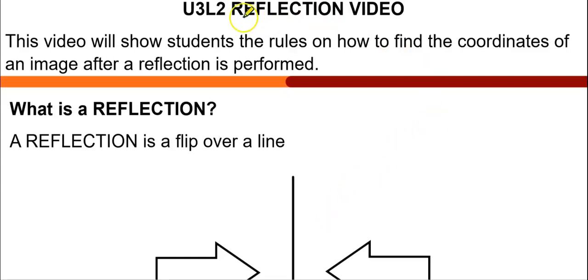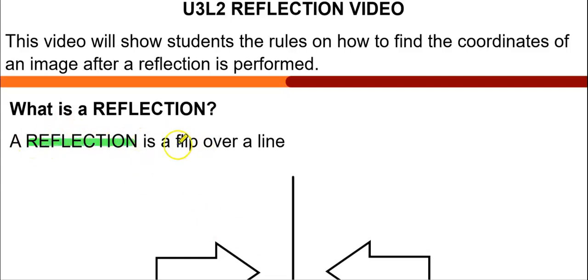Hey there, Patriots. So in this video, we are going to talk about our reflections. A reflection is another type of isometry. It's another type of rigid transformation.